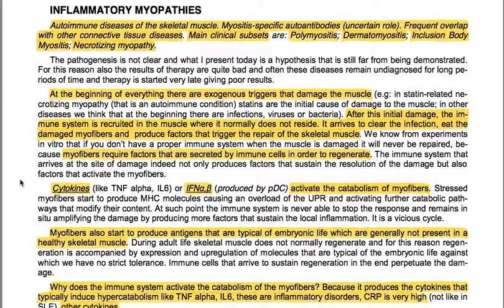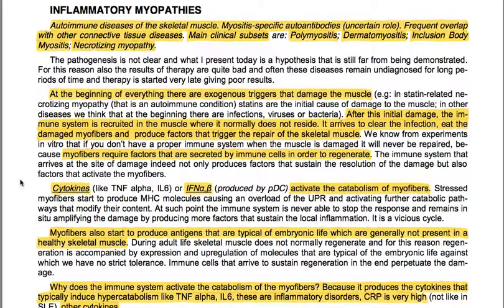We have cytokines like TNF alpha, IL-6, and interferon alpha and beta produced by peripheral dendritic cells, which activate the catabolism of myofibers. Stressed myofibers start to produce MHC molecules, causing an overload of the unfolded protein response and activating further catabolic pathways that modify their content. At such point, the immune system is never able to stop the response and remains instead amplifying the damage by producing more factors that sustain the local inflammation. So it's a vicious cycle.